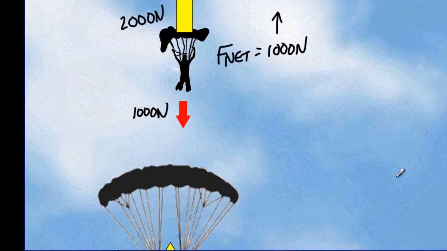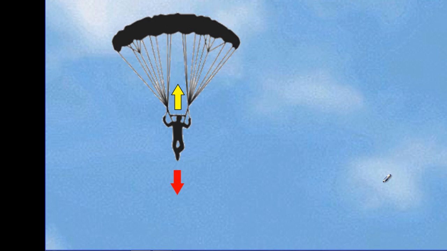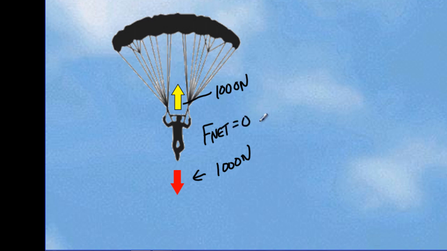And then finally, they're going to reach a point where, because now they're slowing down so they're not plowing through as much air, their upward force is 1,000 newtons and their downward force is 1,000 newtons, the net force is equal to 0. So the net force equals 0. They have reached a new terminal velocity, about 20 miles per hour. So make sure you understand that concept.